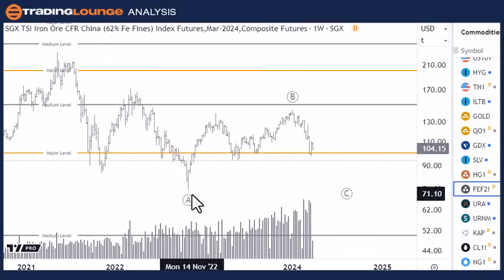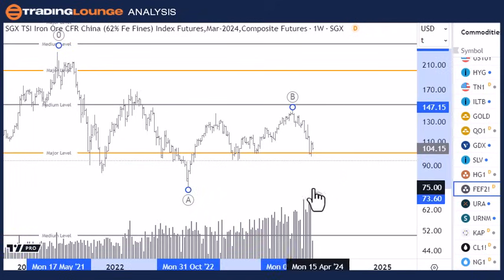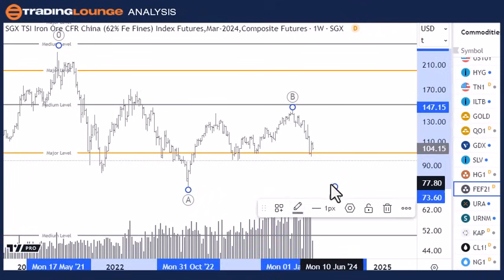So we can look at this as an ABC for the A wave. We can look at this as some sort of ABC for the B wave here, and then down for the C wave. That would be one way to view this.